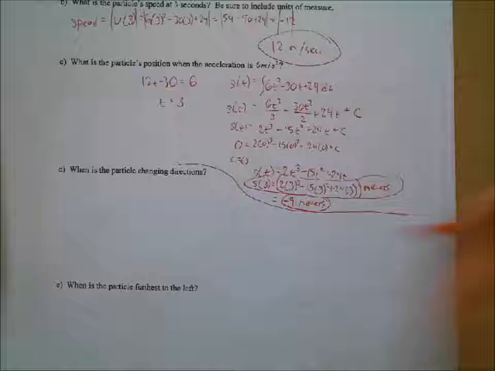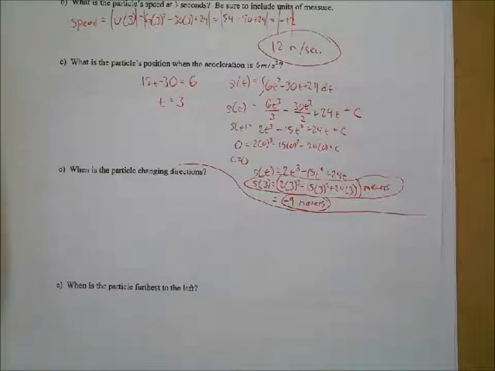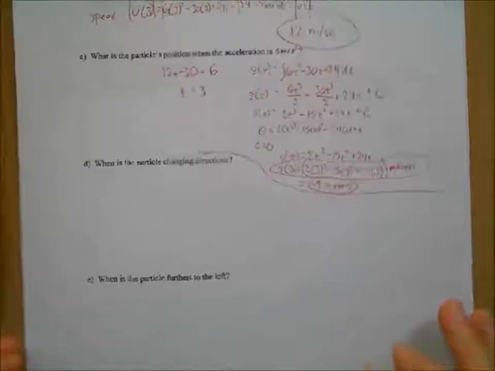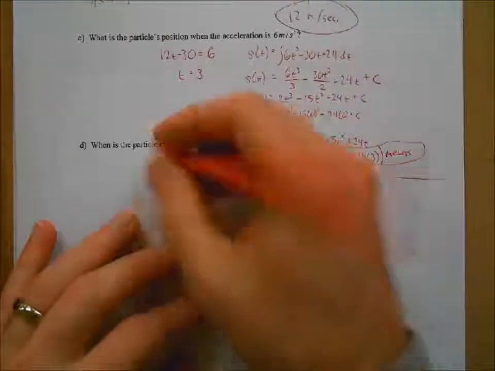All right. When is the particle changing directions? What do we look at to determine when the particle is changing directions? What tells us the direction of motion for the particle? Velocity. Velocity is all we've got to look at for changing of directions. So we'll look at the velocity.